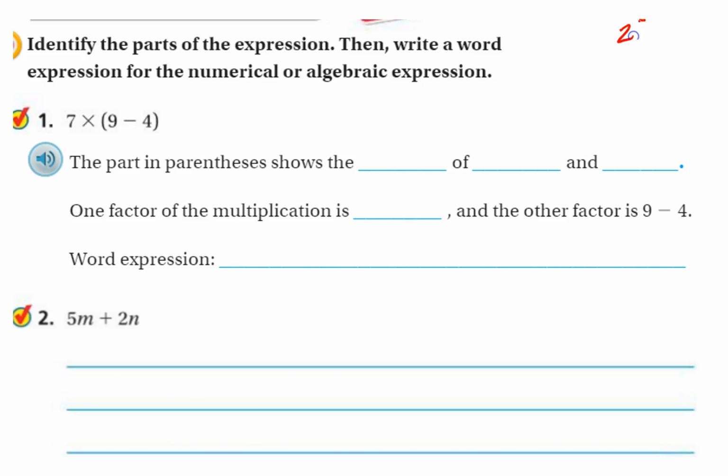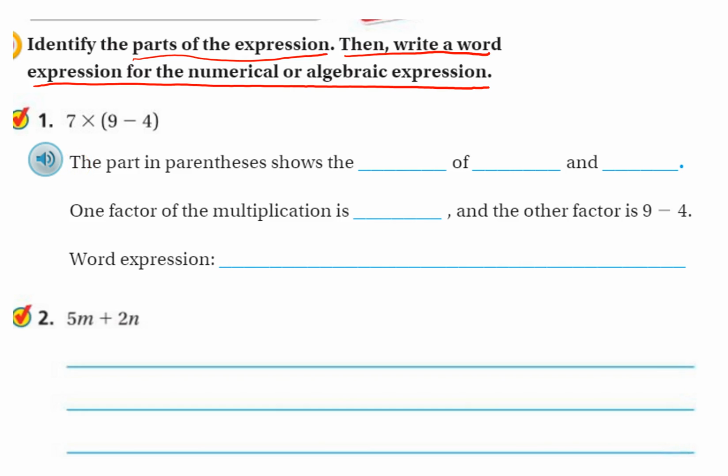I am now on page 275 of the Go Math textbook. At the top, going over problems 1 and 2, follow along. Identify the parts of the expression, so we're going to be finding the terms and the coefficients. Then write a word expression for the numerical algebraic expression. So here we go up here.